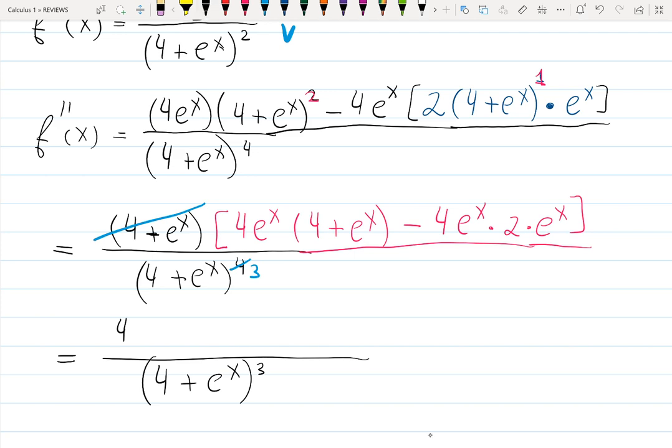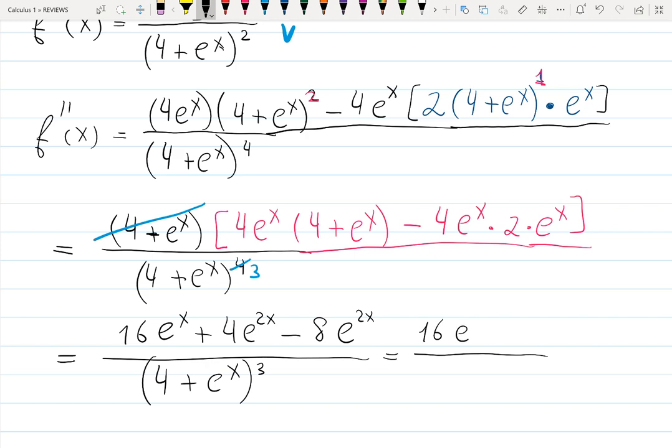Let me distribute everything. It's going to be 4 times 4, that's 16, e to the x plus 4 e to the 2x, right? e to the x times e to the x is e to the 2x. Minus 4 times 2 is 8, e to the 2x. Now, finally, that should be the last step. 16 e to the x minus 4 e to the 2x all over 4 plus e to the x cubed.